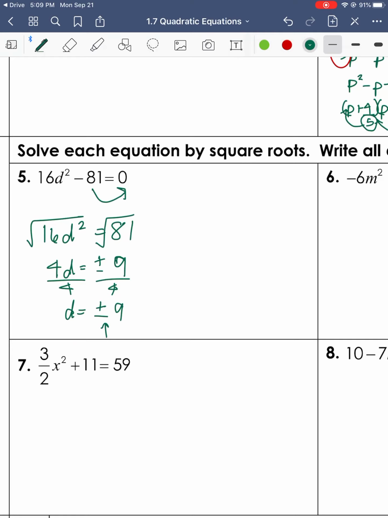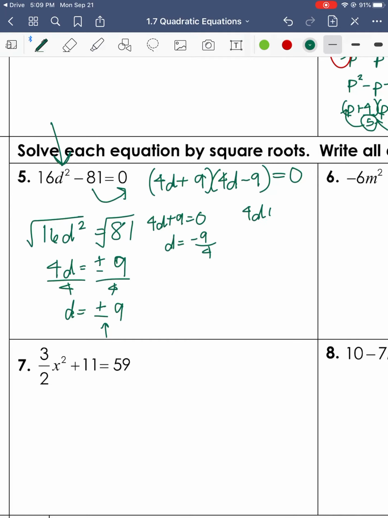Okay, and let's take a look to see what we would get if we had factored this by difference of squares. So factoring this side by difference of squares, we're going to have 4d plus 9 and 4d minus 9 is equal to 0. If we set each of them equal to 0 individually, we're going to get d is equal to negative 9 over 4. And then 4d minus 9, sorry, this is supposed to be minus 9, then we get d is equal to positive 9 over 4.